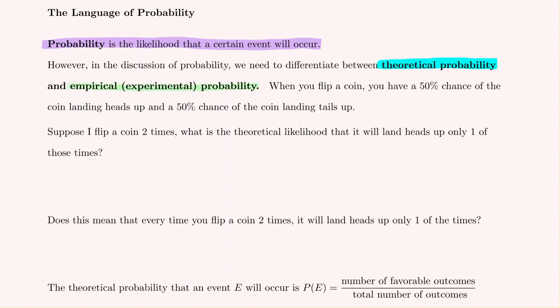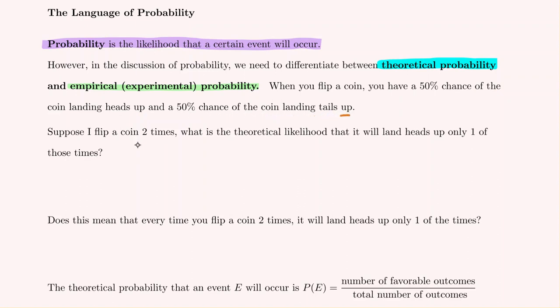To illustrate these two probabilities, theoretical or experimental, let's consider flipping a coin. We know from our real-life experience that if we flip a coin, we have a 50% chance of the coin landing heads up and a 50% chance of the coin landing tails up for any one flip.